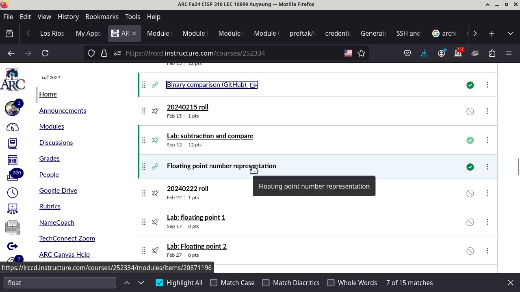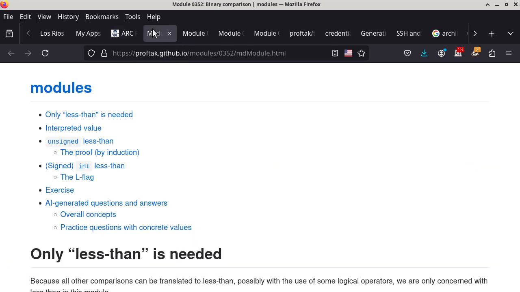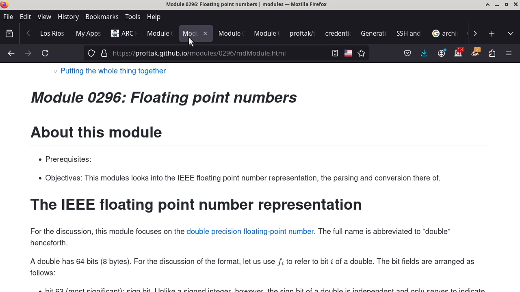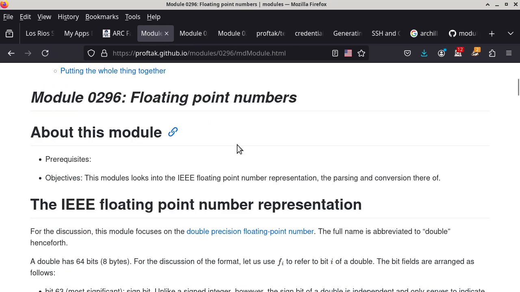So we are now going into floating point number representation. And the whole concept of this particular module, which is here, is to talk about how do we represent a value such as 1.75 or 16 or 17.875, okay? So let's take a look at that first, okay?